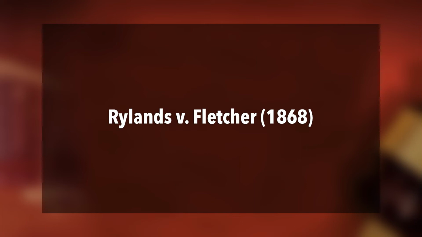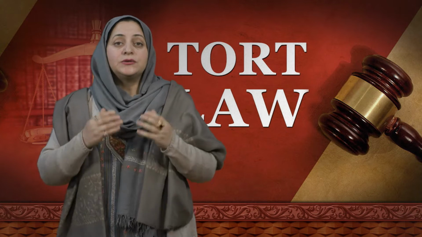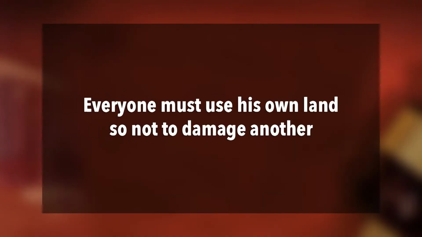This strict liability was coined for the first time by Justice Blackburn in the year 1868 in the famous case of Rylands versus Fletcher. Justice Blackburn evolved the rule of strict liability on the basis of one of the principles, which means that everyone must use his own land so as not to damage another.